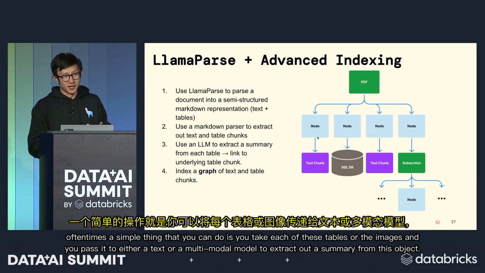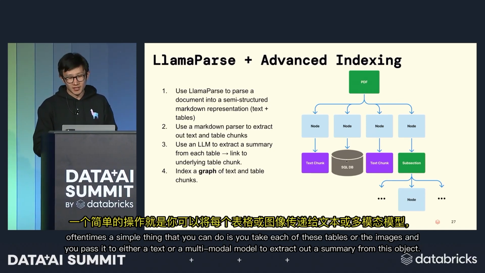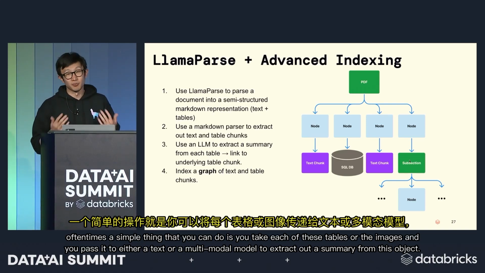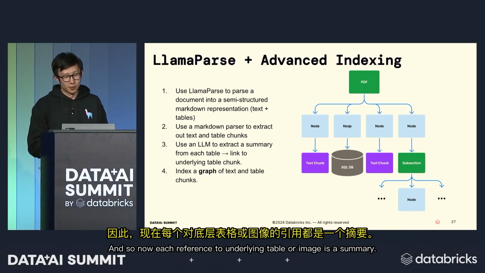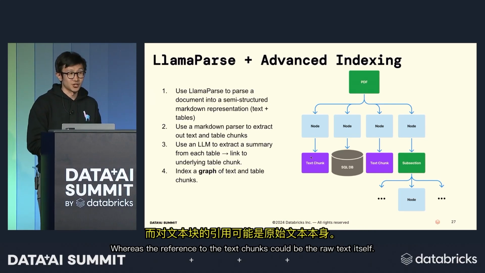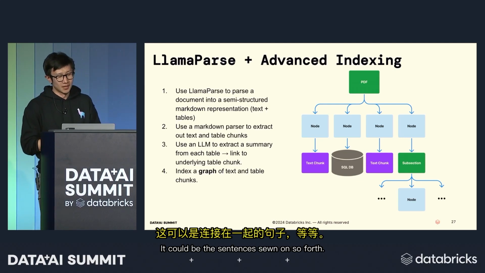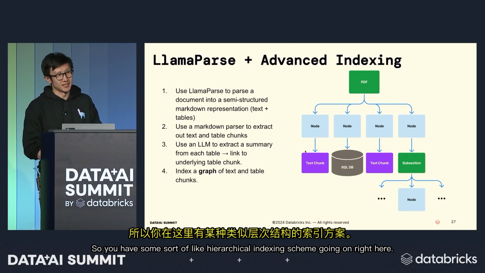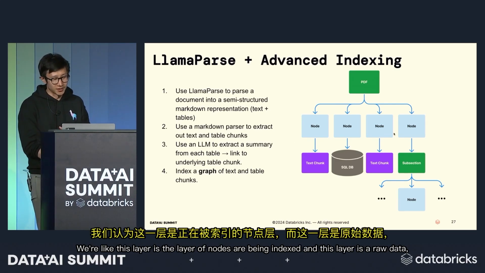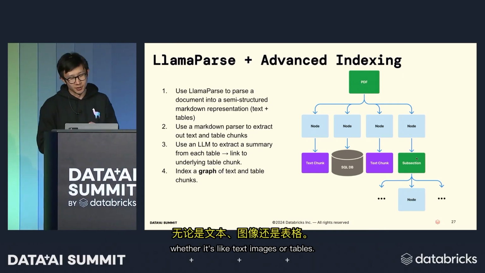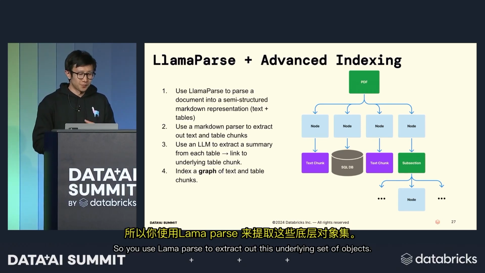And oftentimes a simple thing that you can do is you take each of these tables or the images and you pass it to either a text or multimodal model to extract out a summary from this object. And so now each reference to an underlying table or image is a summary, whereas the reference to the text chunks could be the raw text itself, it could be another summary, it could be the sentences, and so forth. So you have some sort of hierarchical indexing scheme going on right here, where this layer is the layer of nodes that are being indexed, and this layer is the raw data, whether it's text, images, or tables. So you use LlamaParse to extract out this underlying set of objects.